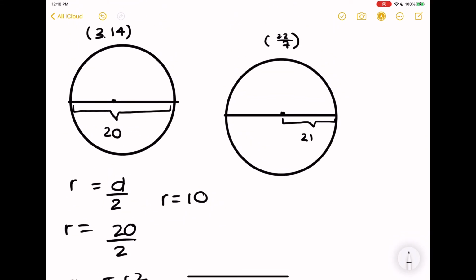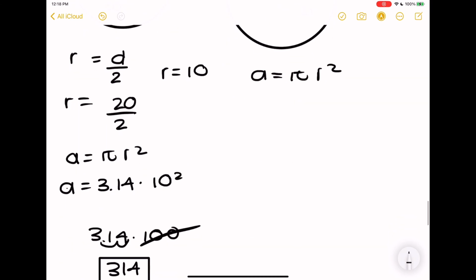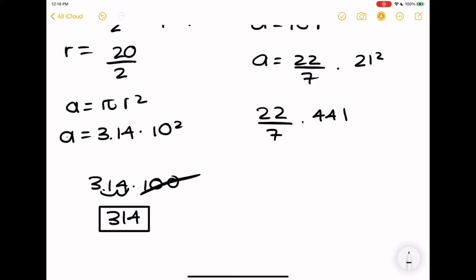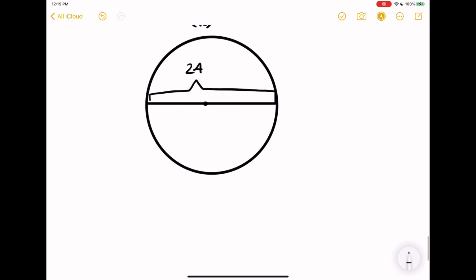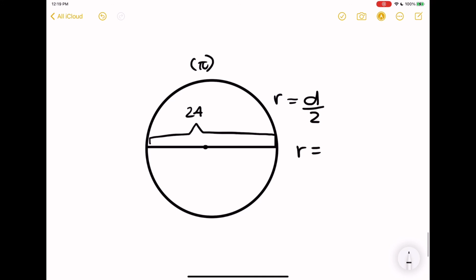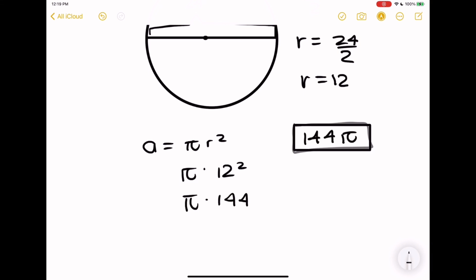For the next one, this one might have been a lot harder to calculate, but we're going to do A equals pi r squared. A is equal to 22 over 7 times 21 squared. That is 22 over 7 times 441, and that's 22 times 63. When we simplify that, we get 1386, and that's of course units squared, but it's okay if you didn't write that. Now for the last one, we again have to find the radius, and that is 12, and we just need to write pi r squared, so 144 pi.